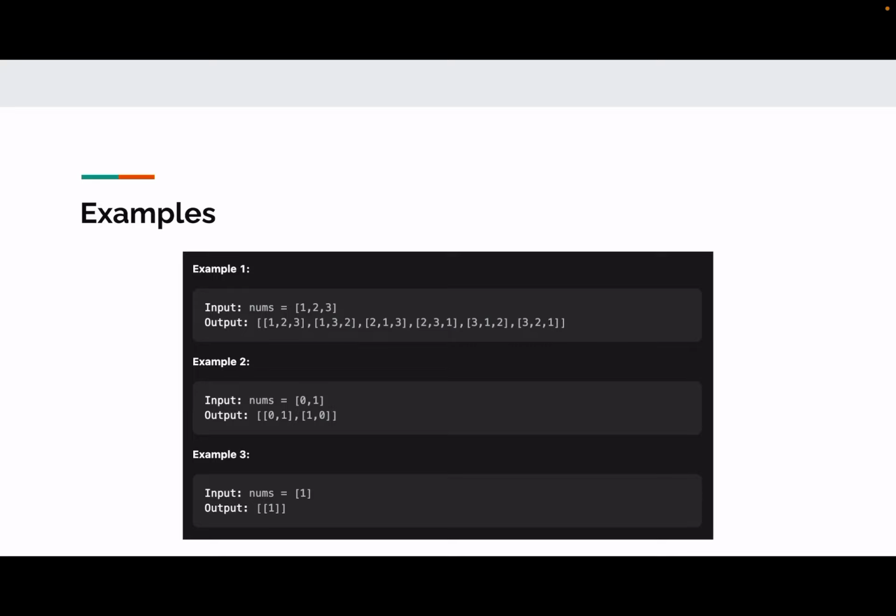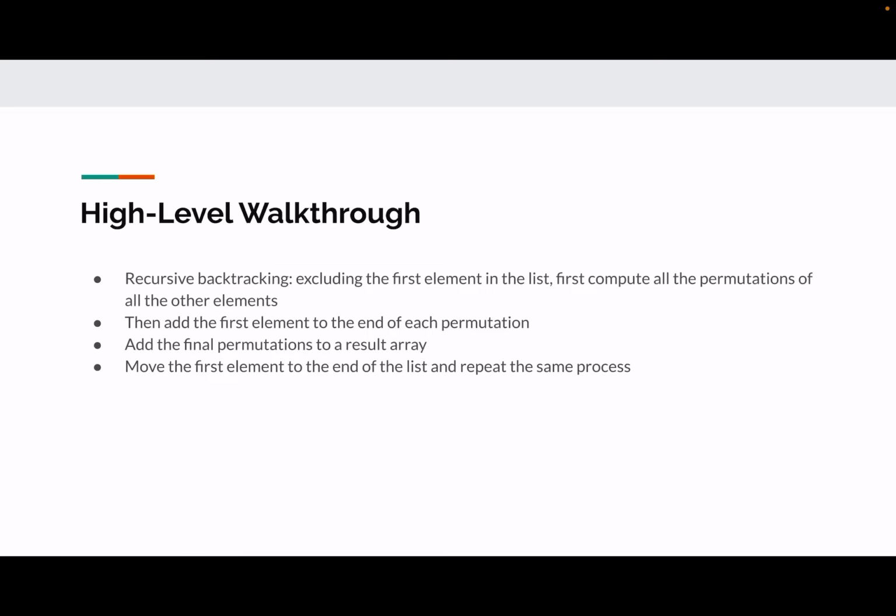So a programmatic way to approach this would be as follows. A recursive backtracking algorithm would be best for this, where at each step, what we do is we exclude the first element in the list. So let's say we have the list 1, 2, 3, we exclude 1 and simply compute all the permutations of all the other elements. So compute everything other than 1. So 2, 3 is one permutation, and then 3, 2 is another.